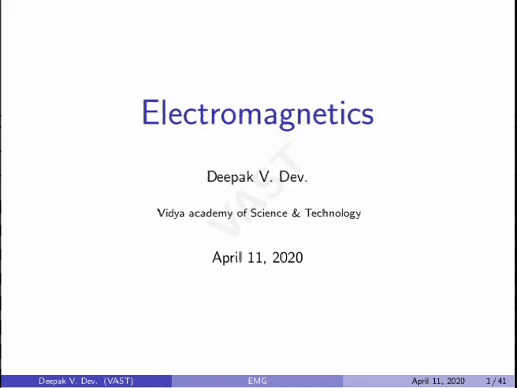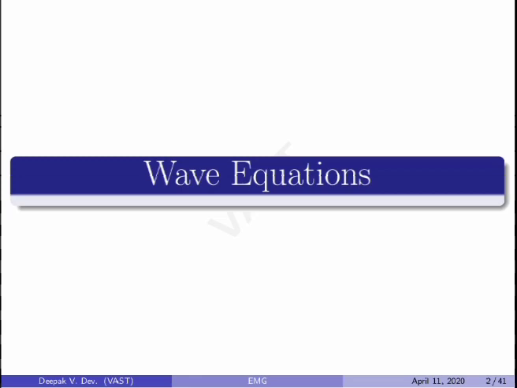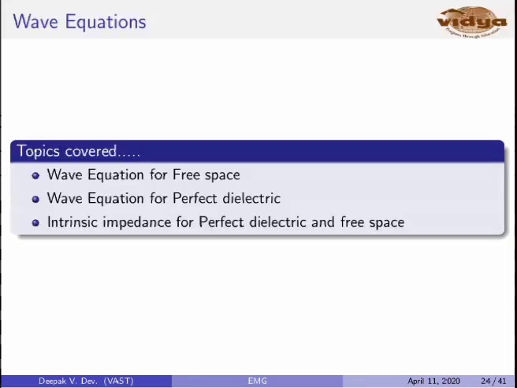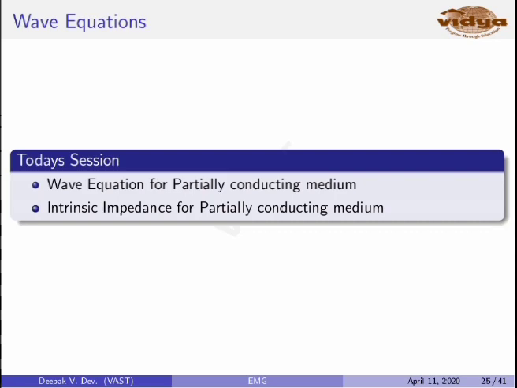Today's topic is the wave equation for partially conducting media. These are the topics covered in the previous lectures of this module. We covered the wave equation for free space and perfect dielectric, and also the derivation of the intrinsic impedance for perfect dielectric and free space. In today's lecture, we will cover the wave equation for partially conducting media and the intrinsic impedance for a partially conducting medium.